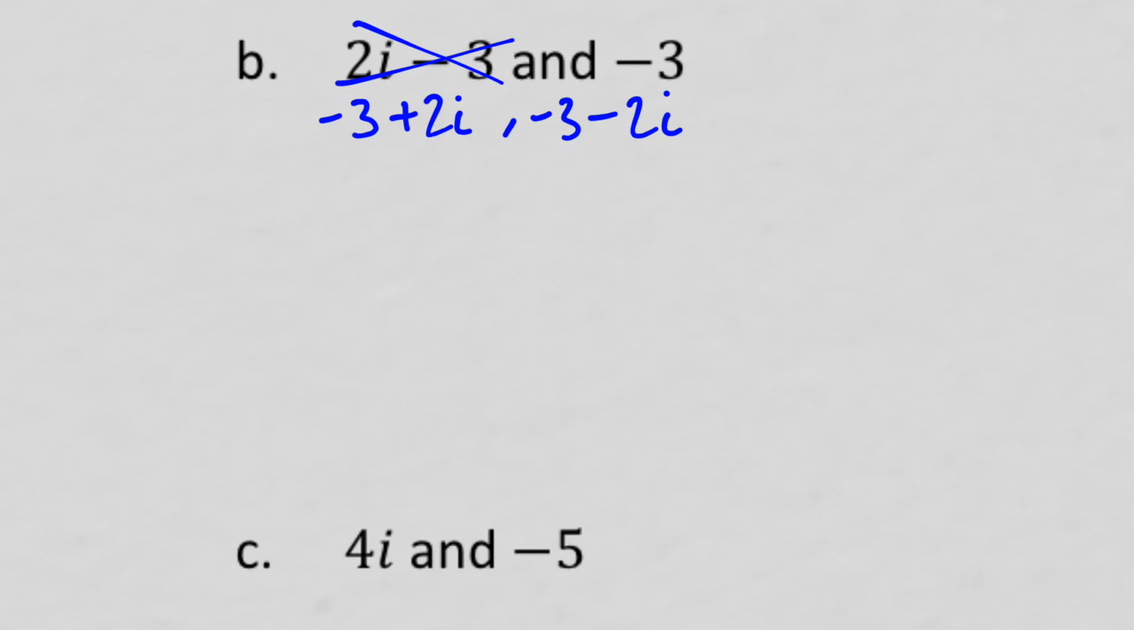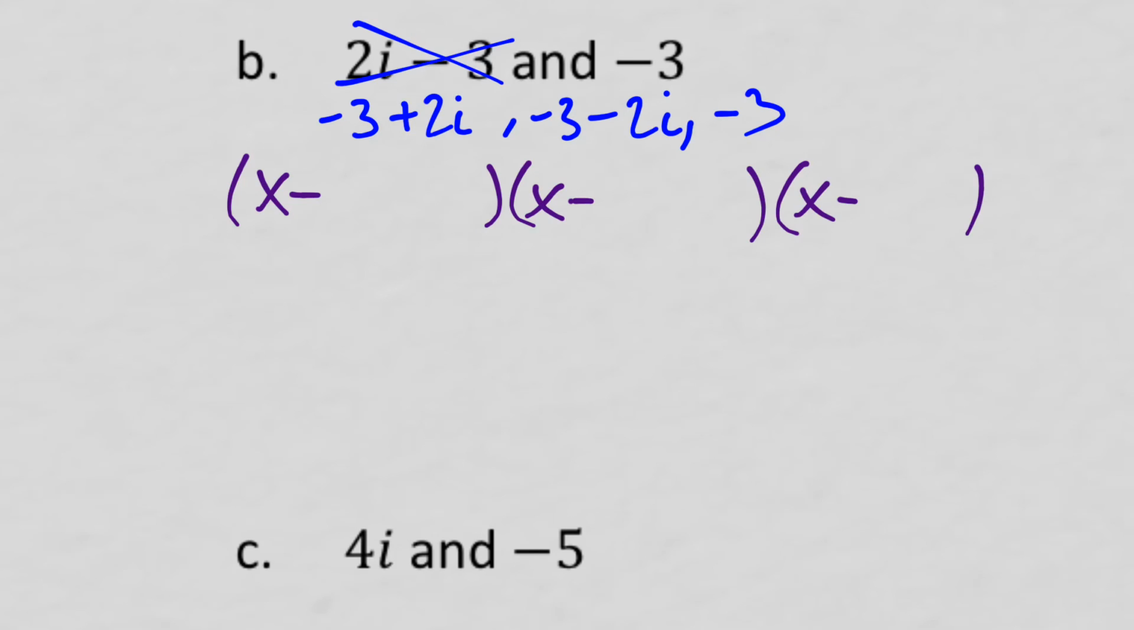Okay, so basically I already gave you guys what you're going to do. This is not two separate numbers. This is 2i minus 3 connected as one complex number. The conjugate of it is negative 3 minus 2i, because this is negative 3 plus 2i. And then this is the negative 3 by itself. So there's 3 zeros on this one too. And you're going to use those 3 zeros to write x minus, x minus, x minus, like that.